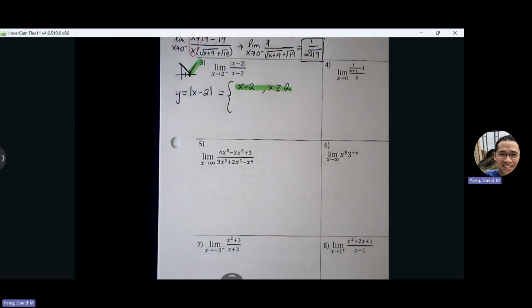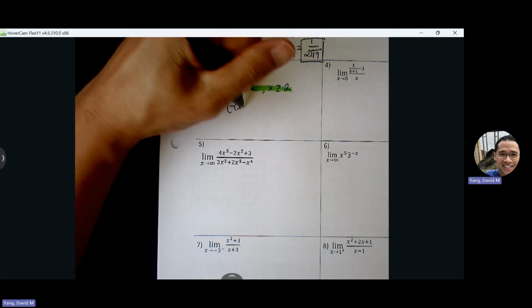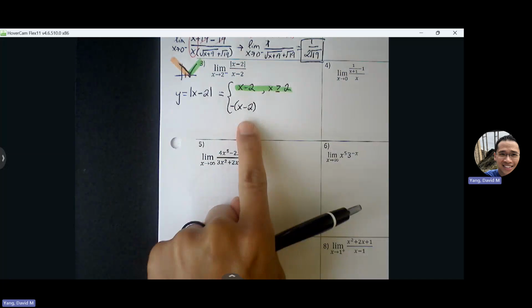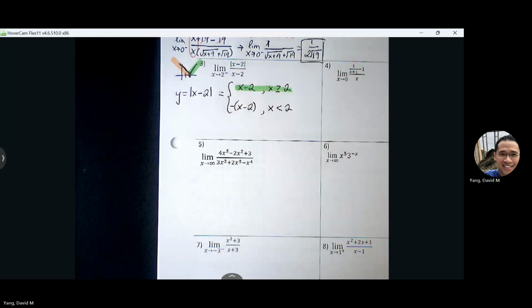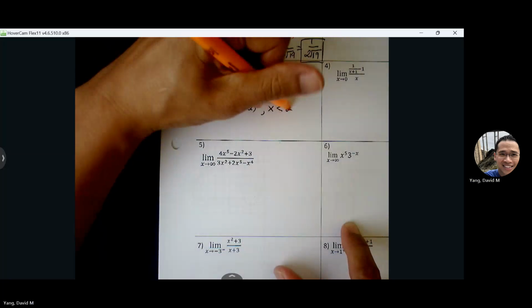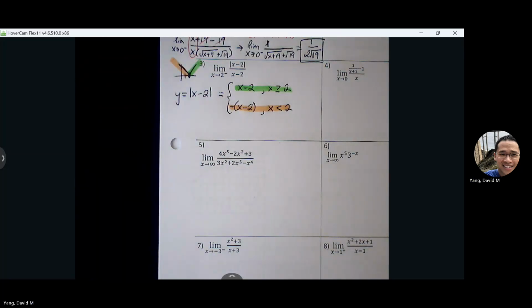Meanwhile, we also have a negative slope version of the linear graph, and that is negative parentheses x minus 2. That will show the negative slope version, and that is to the left of 2. Are we good with breaking down that absolute value into its linear components? Okay. Now, that's not what we really want, right?